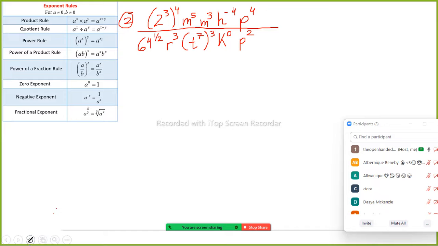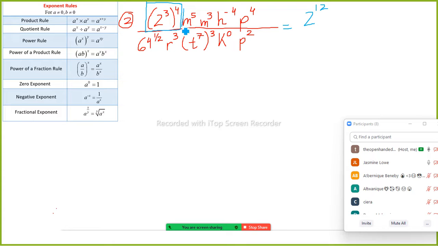Jasmine, can you help me with this term? How do you do the first one? 3 times 4. Excellent. And what is 3 times 4? 12. I put 2 to the 12 power. Excellent. Very good.